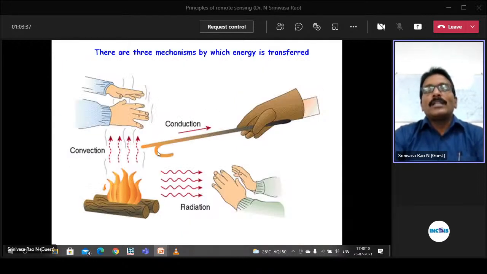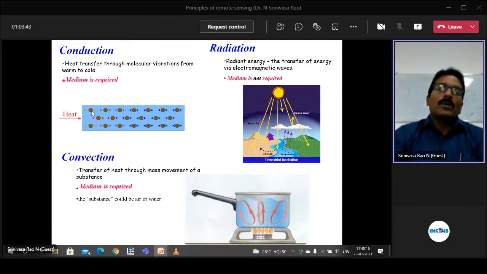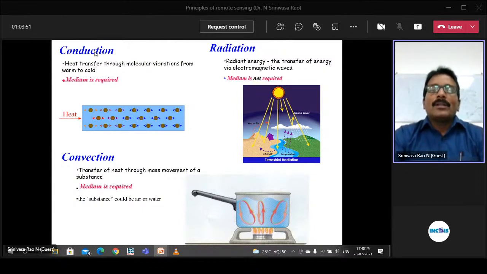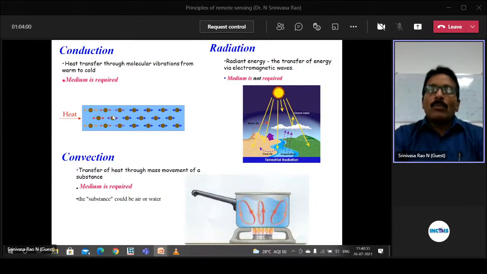So if the original shape exists, it means the particle should come back to that point. That means heat transfers from one end to the other end due to molecular vibration, which is nothing but conduction. A medium is required to transfer energy from one end to another. Here there is no physical movement, only vibration of the molecules.